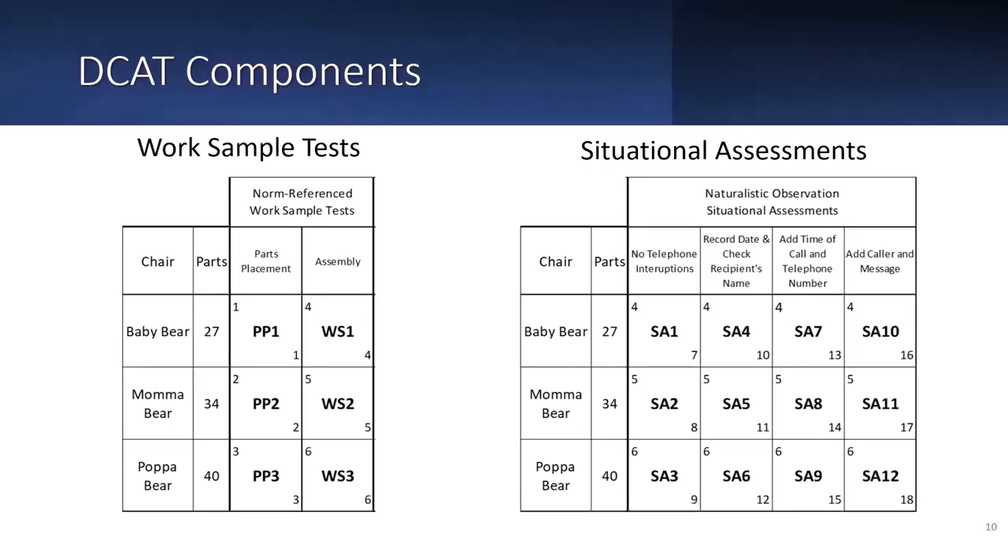So, situational assessments are more about observing how someone works, while work sample tests are about how fast they work compared to others. And the just right challenge means the difficulty is adjusted.